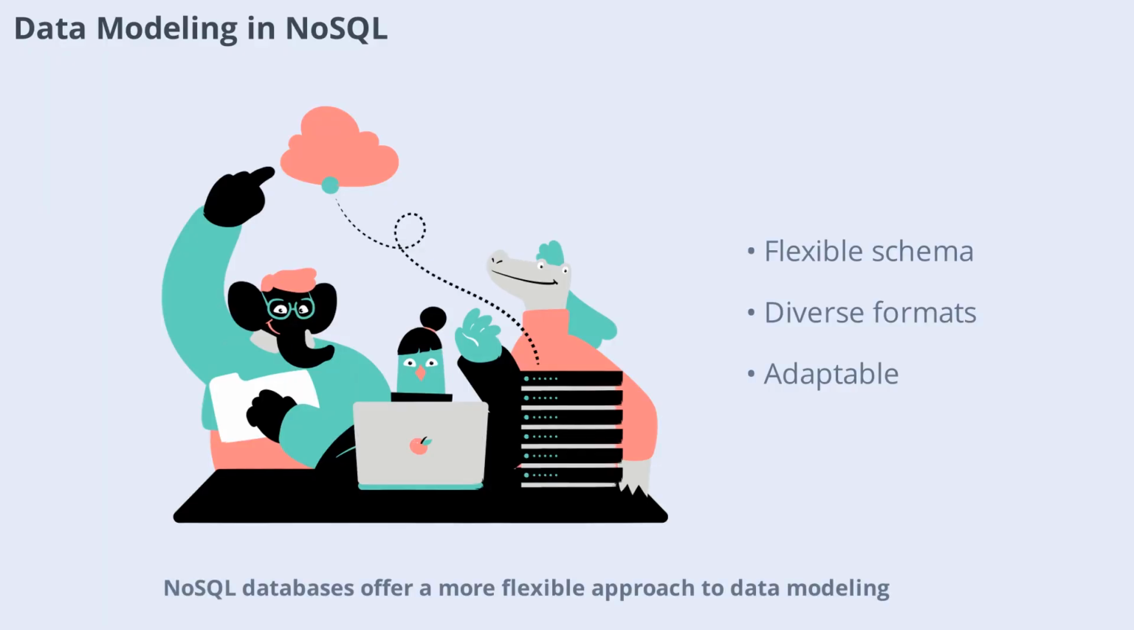NoSQL databases offer a more flexible approach to data modeling. You can store data in various formats, such as documents or key-value pairs, without a fixed schema. This makes it easy to adapt to changing requirements and handle diverse data types. However, the lack of structure can lead to inconsistencies if not managed carefully. It's important to design your data model based on your application's access patterns and scalability needs.